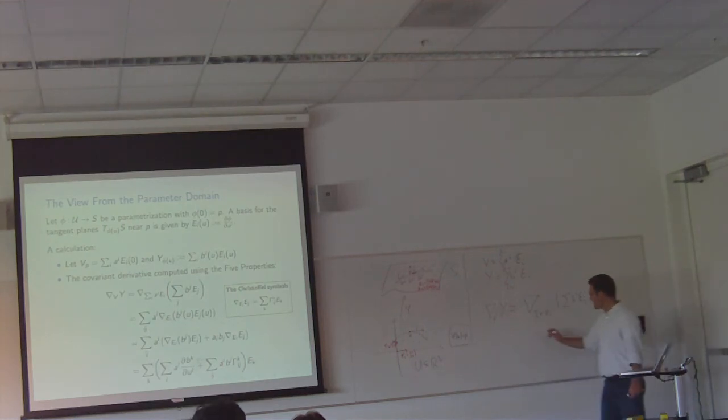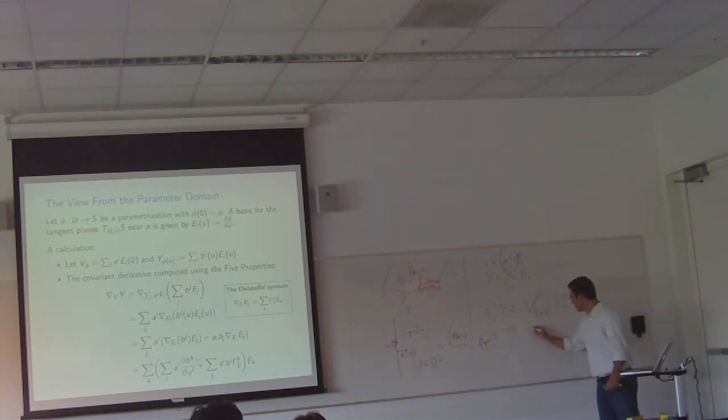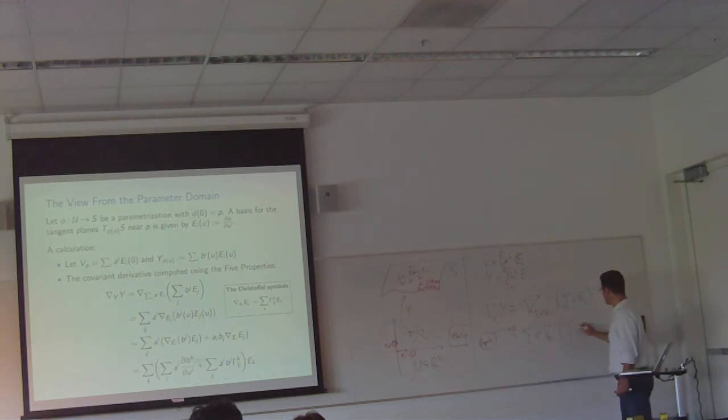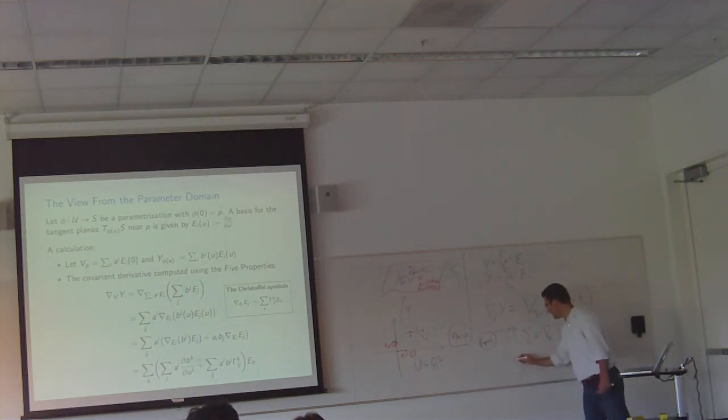And now what I use is property 1. So this is one of the properties. There are 5 properties. Property 1 gives me linearity in this bottom slot. So summation AI del EI acting on summation BJ EJ. Okay. So far, so good.